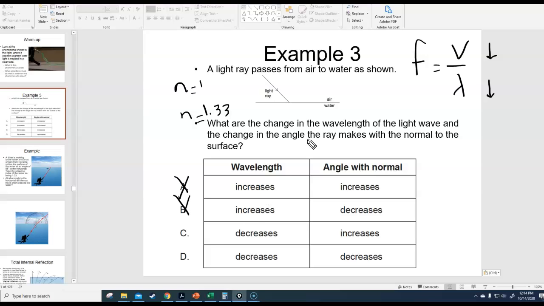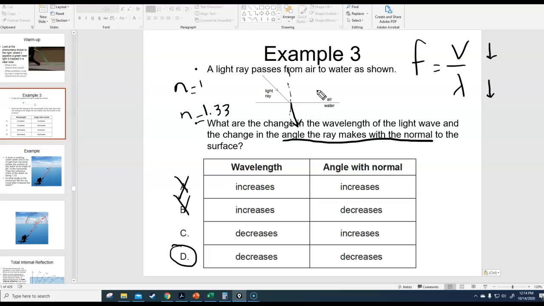Now, what's going to happen with the angle that the ray makes with the normal? Remember the normal is the imaginary line that's perpendicular to the boundary between the two media. And also remember that when you're going from a lower to a higher refractive index, the ray is going to bend towards the normal. We talked about that in the last video. So that means the angle with the normal is going to decrease. So the wavelength is going to decrease and also the angle is going to decrease. An easy way to remember that is to think whichever medium has a higher refractive index, the angle should be smaller on that side.